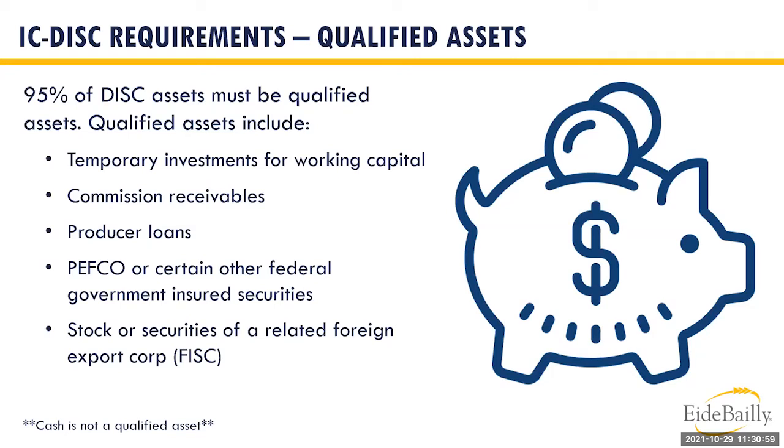The commission receivable is what you accrue at the end of the year because the commission is typically determined following the close of the tax year. And so that'll be your largest asset, and for the most part, your only real qualified asset. Cash by itself is not a qualified asset to the extent that it's not needed for working capital. And because an IC DISC really doesn't have any expenses, there's no reason to really accumulate cash in an IC DISC. So if you were to accumulate cash in an IC DISC, then you would run the risk of failing the 95% qualified asset test.